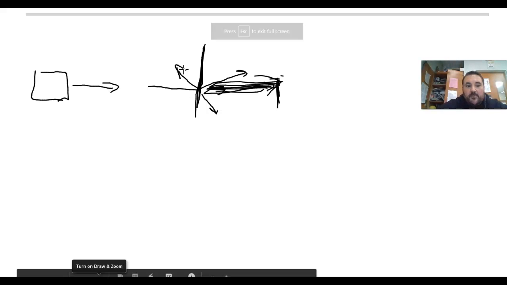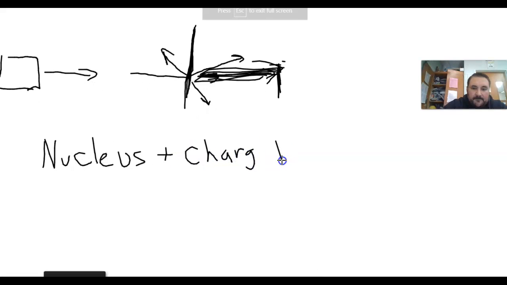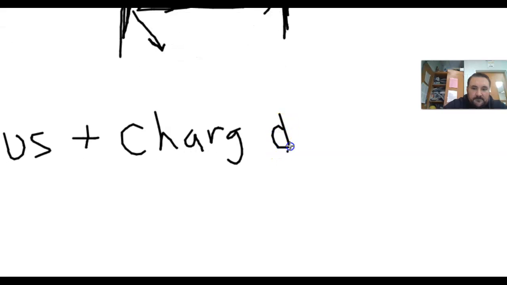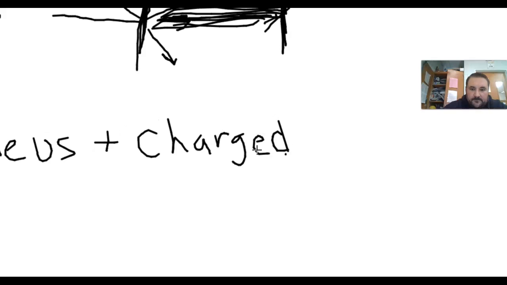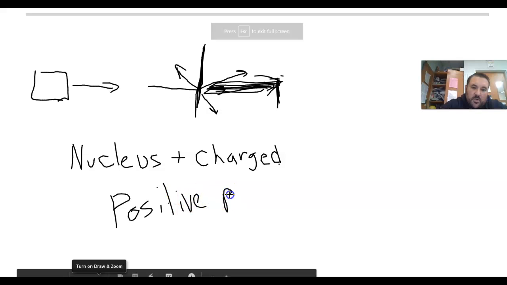Now, what Rutherford came up with was basically the idea that the atom is mostly empty space, and the rest of it is a nucleus that is positively charged. What was happening was that he was firing these positively charged particles, and they were being repelled by other positively charged particles, because positives repel other positives.